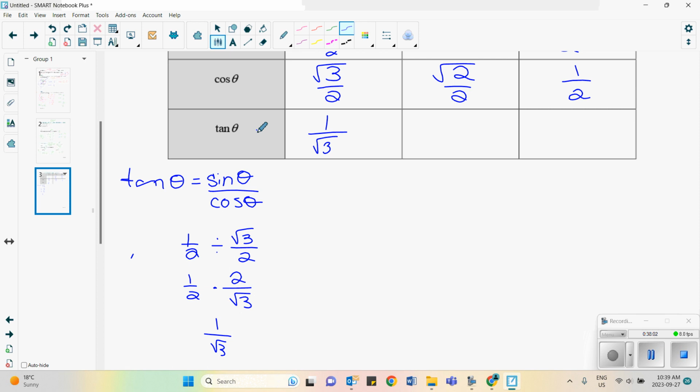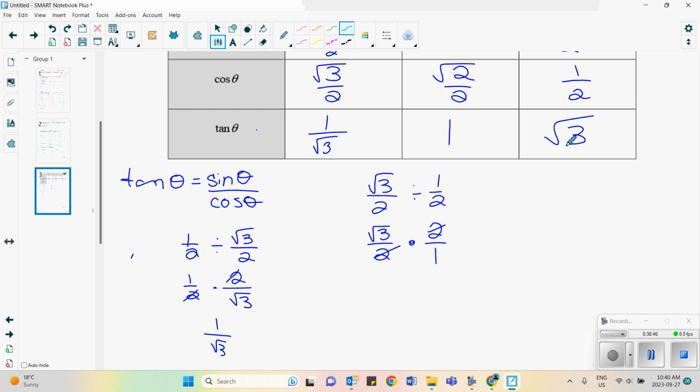What's root 2 over 2 divided by root 2 over 2? Without doing any math, it's 1. Anything divided by itself is 1. Okay, so if tan is sine over cos, if we're doing it for the largest angle, that's 60 degrees, then we're going to have root 3 over 2 divided by 1/2. So root 3 over 2 times 2 over 1. The biggest number.